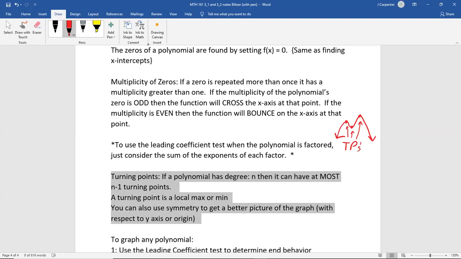Now, it does not guarantee that many turning points. A polynomial that's a 7th degree may have no turning points, in fact. It is entirely possible. It could have no turning points. It could have 1, it could have 2, it could have 3, it could have 4, it could have 5, it could have 6, but it couldn't have 7. Admittedly, some of those options I just mentioned are not feasible for other reasons, but we can just say for now it's between 0 and 6.